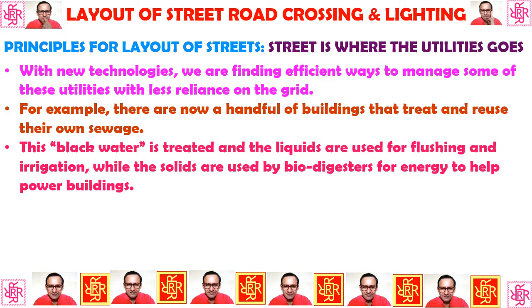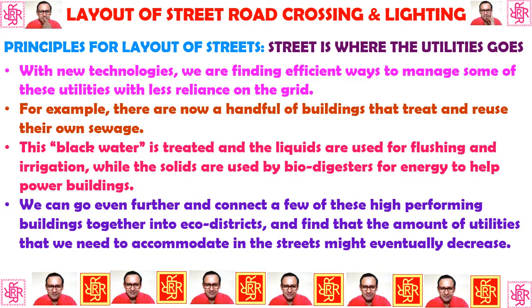This black water is treated and the liquids are used for flushing and irrigation, while the solids are used by biodigesters for energy to help power the building. So these are new technologies which are coming up and it's in practice in the developed world. We can go even further and connect a few of these high performing buildings together into eco districts and find that the amount of utilities that we need to accommodate in the streets might eventually decrease over a period of time.